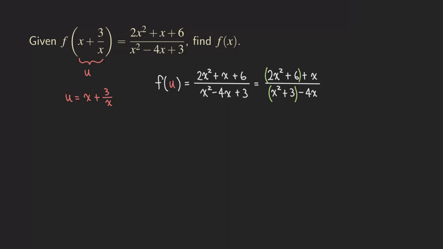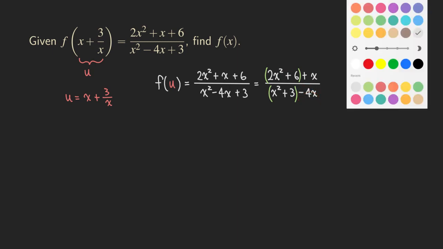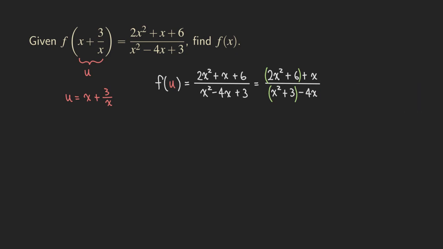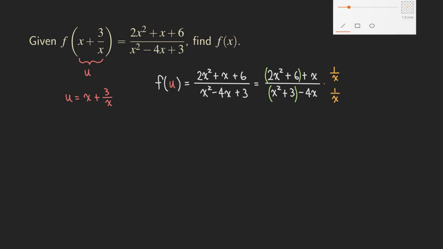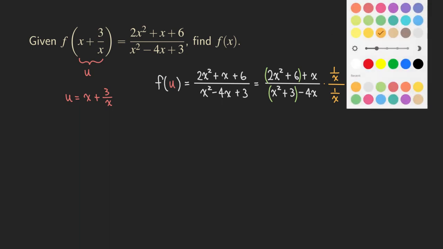Okay, so now what are we going to do? We are going to just divide everything by x. Actually, we divide the top by x and we divide the bottom by x. Or you can also just think of that as multiplying by 1 over x for the numerator, and then for the denominator. Okay, so far so good.